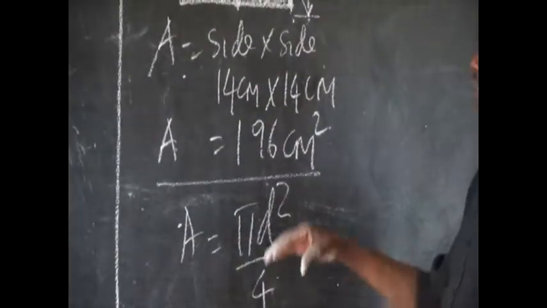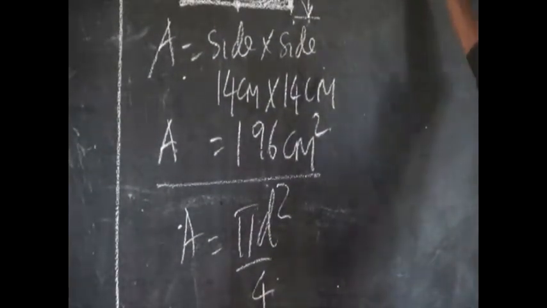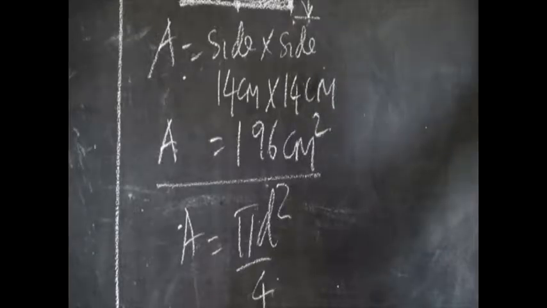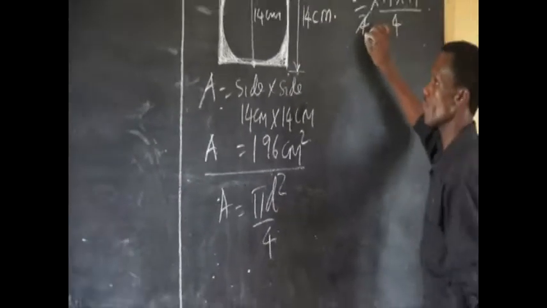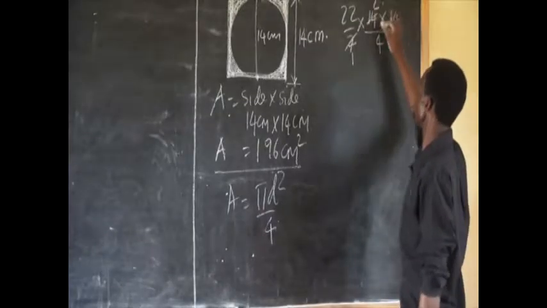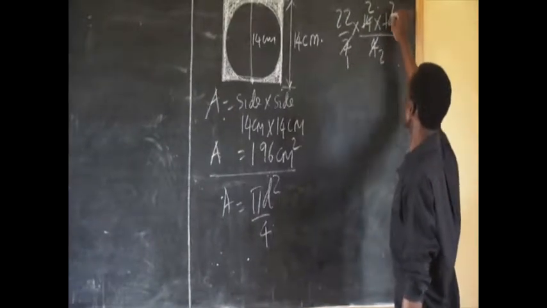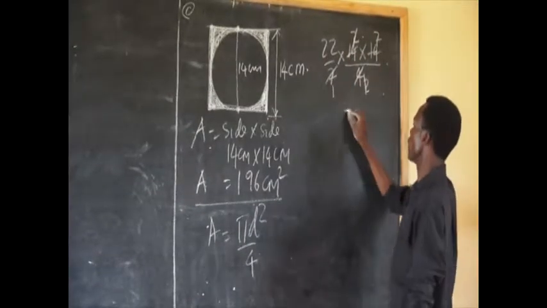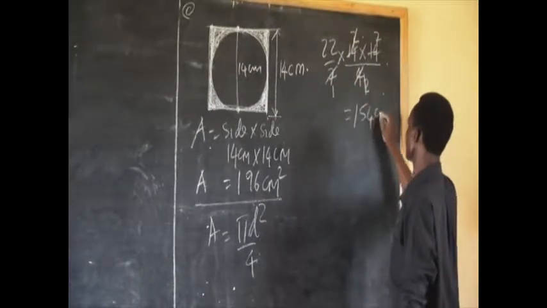So pi is equal to 22 over 7, and d is equal to 14 centimeters, so we have 22 over 7 times 14 squared over 4. By simplifying, 7 into 7 is 1 and 7 into 14 is 2, 2 into 2 is 1, and 2 into 14 is 7. Now it is equal to 22 times 7, which is equal to 154 centimeters squared.